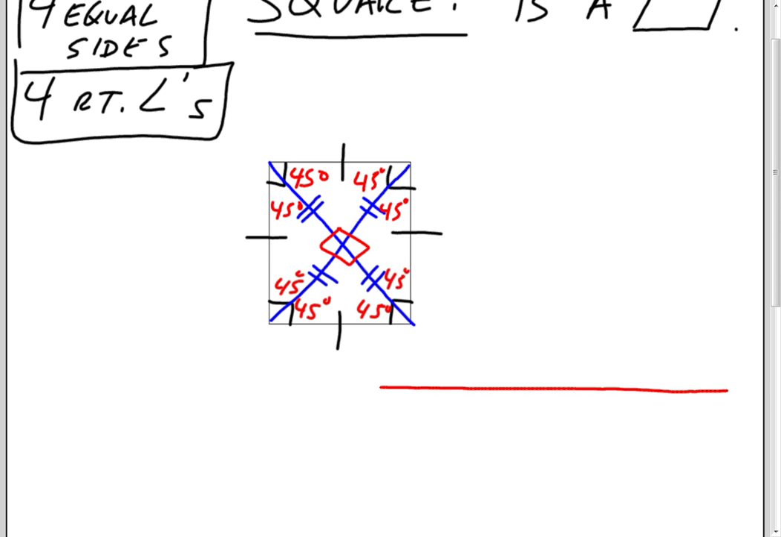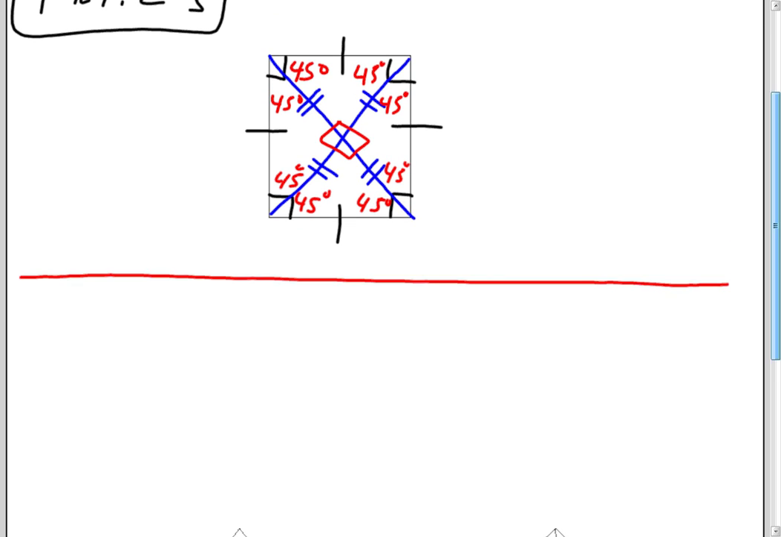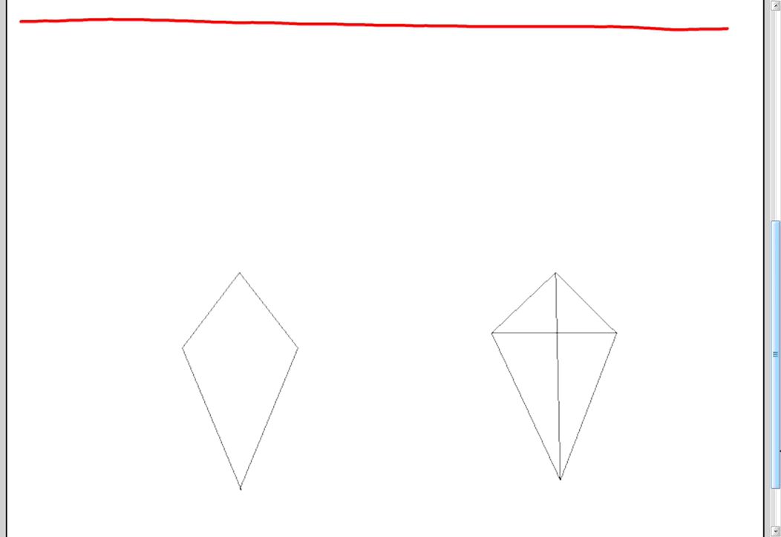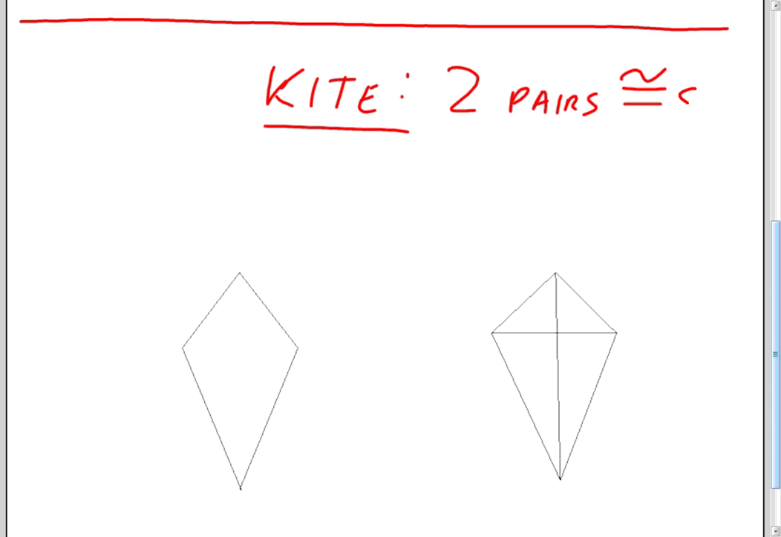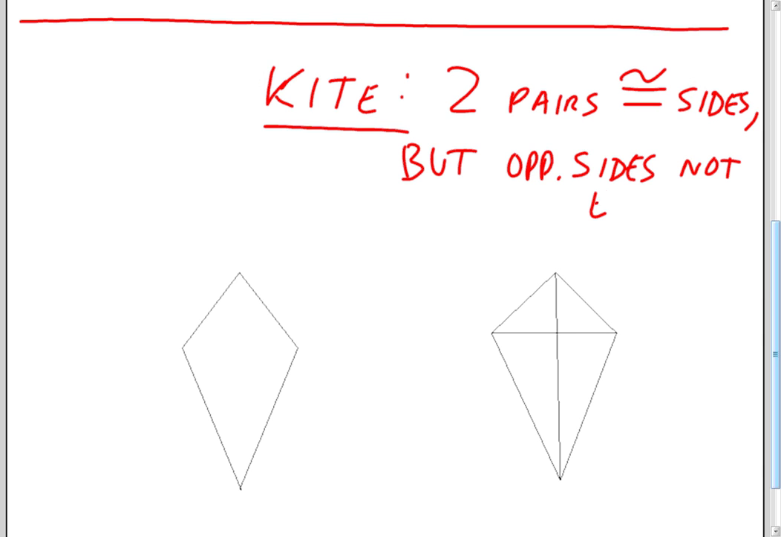Put a line here. This now separates the parallelograms from everything else. Everything we've talked about so far was a parallelogram. The sides were parallel to each other. When we get to a kite, not true anymore. Let's write kite. Two pairs of congruent sides, but opposite sides not equal.